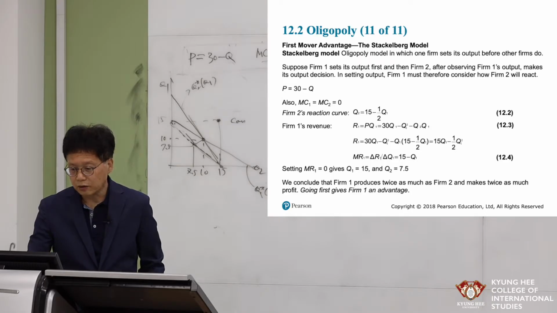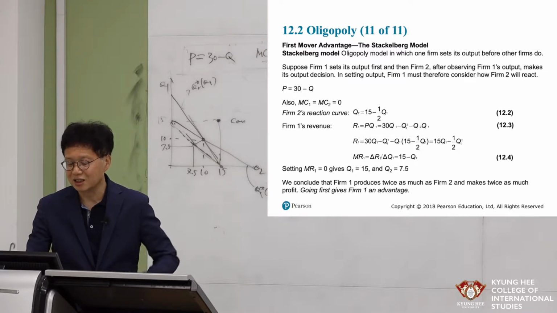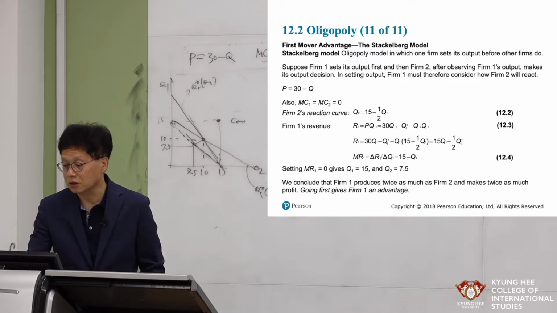Okay, slide number 21 is first mover advantage, the Stackelberg model. The Stackelberg model is an oligopoly model in which one firm sets its output before other firms do. Suppose firm 1 sets its output. Firm 1 is the leader, so suppose firm 1 sets its output first, and then firm 2 follows, for example, right? After observing firm 1's output, firm 2 makes its output decision.